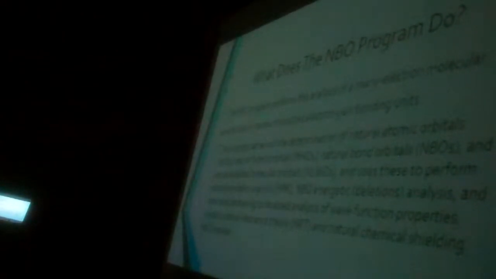electron pair bonding units. The program carries out the determination of natural atomic orbitals (NAOs), natural hybrid orbitals (NHOs), natural bond orbitals (NBOs), and natural localized molecular orbitals (NLMOs), and uses these to perform natural population analysis (NPA), NBO energetic deletions analysis, and other tasks pertaining to localized analysis of wave function properties, including natural resonance theory (NRT) and natural chemical shielding (NCS) analysis.